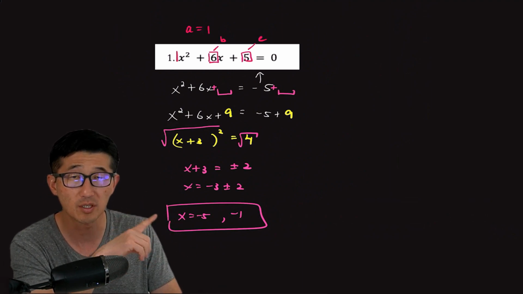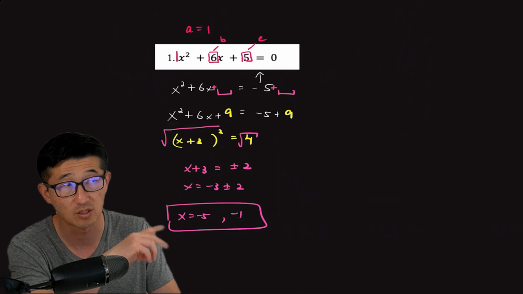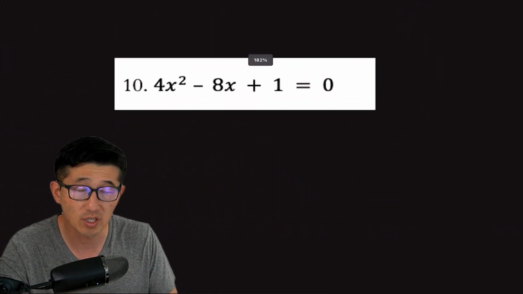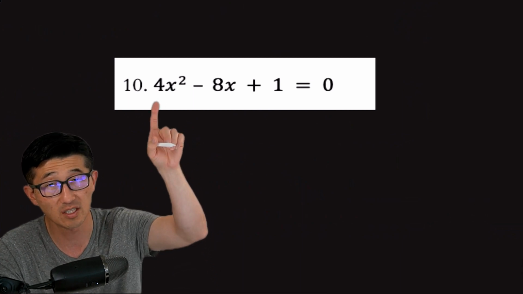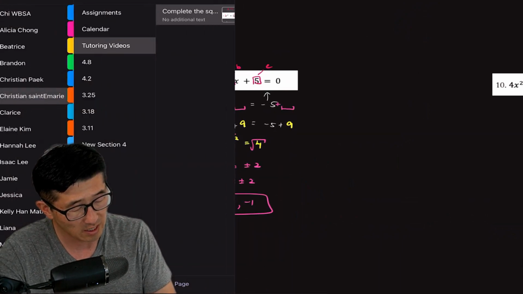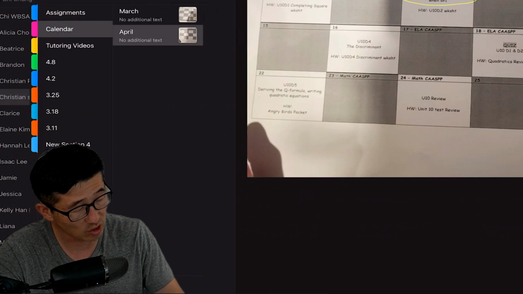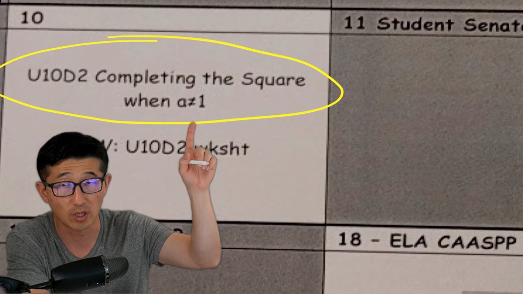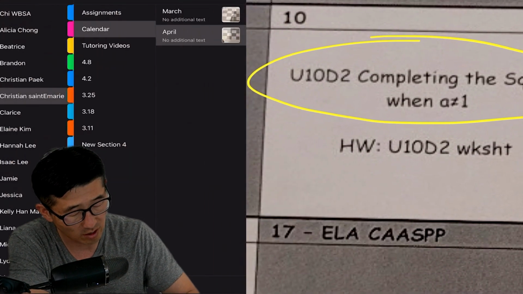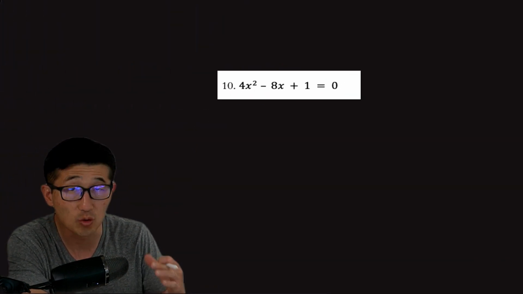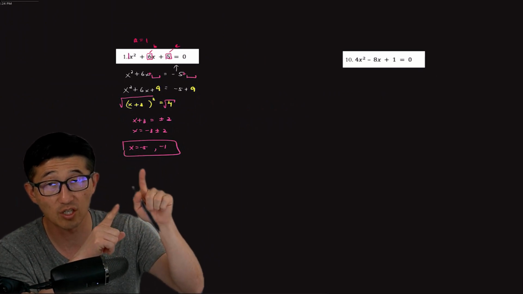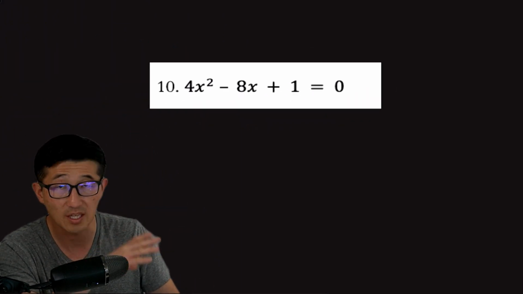Now remember, completing the square is just one of the 3 methods. There's 2 more, factoring and quadratics. Okay, now what do you do when there's a number like this in the front? Now, this is what your teacher is trying to teach you this week, when a is not equal to 1. Okay, so there are some things you have to do. You can't use the same method that you used here.